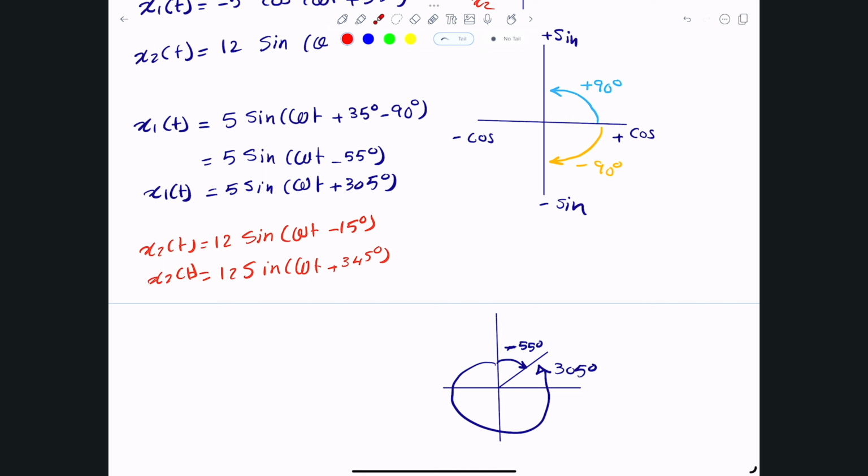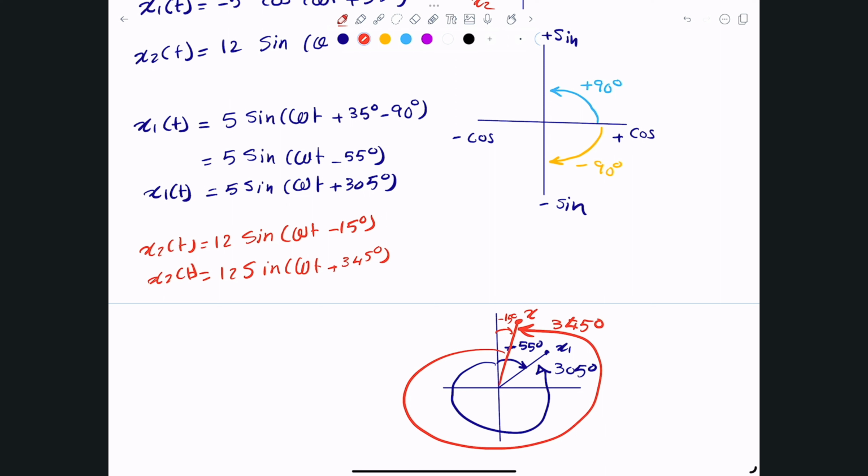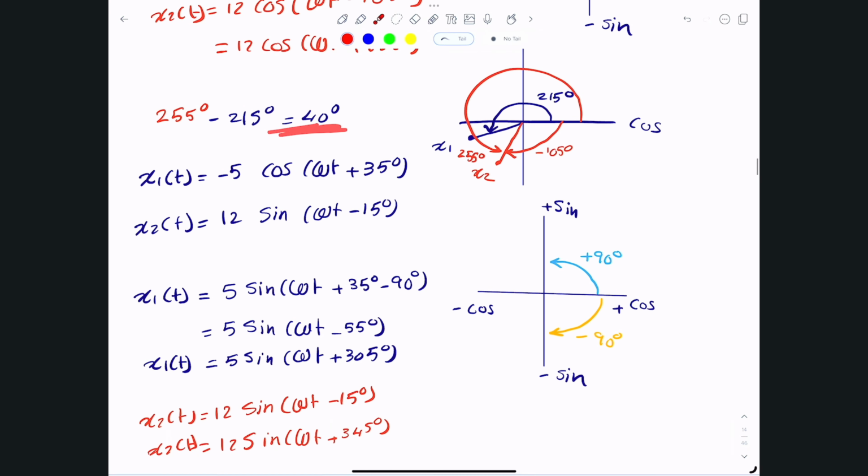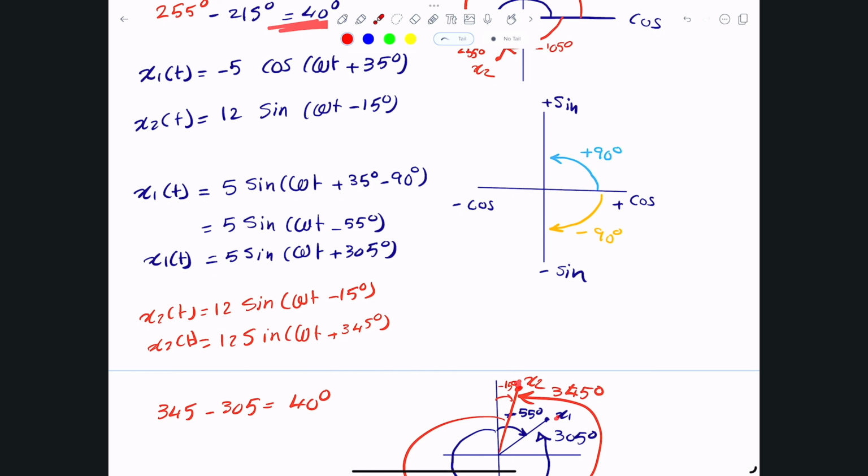All right, let me just make sure I highlight that this is basically x1. Okay, what about x2? Well, x2 is in here. It's actually from here to here, negative 15 degrees. Or I can say from here to here, that's 345 degrees in here. And that basically here is x2. And again, if both of them are rotating this way, we can see that x2 is leading x1. By how much is it leading? Well, simply 345 minus 305, and that's basically 40 degrees. And that's exactly what we found using the cosine here. So x2 is leading x1 by 40 degrees.